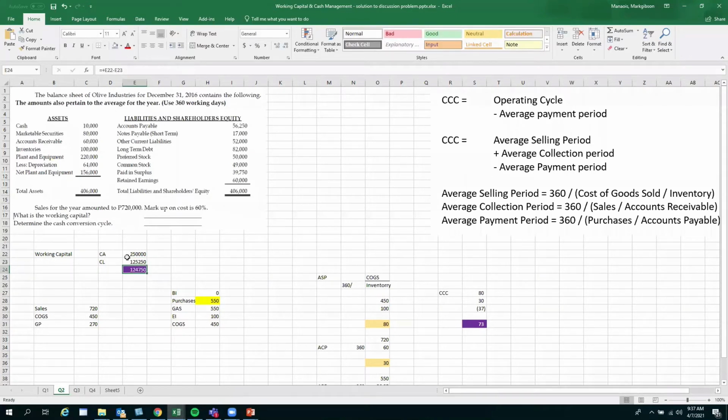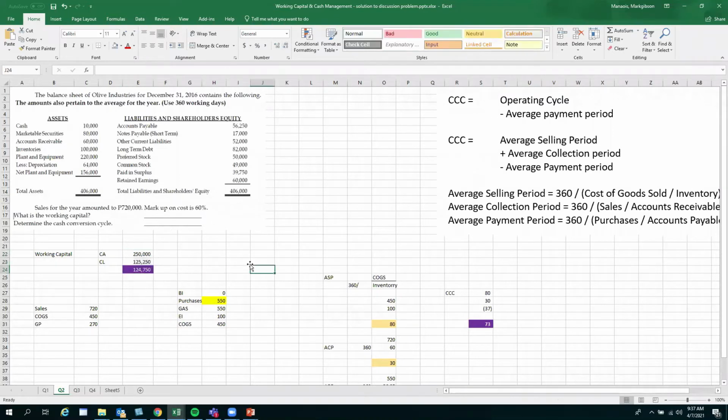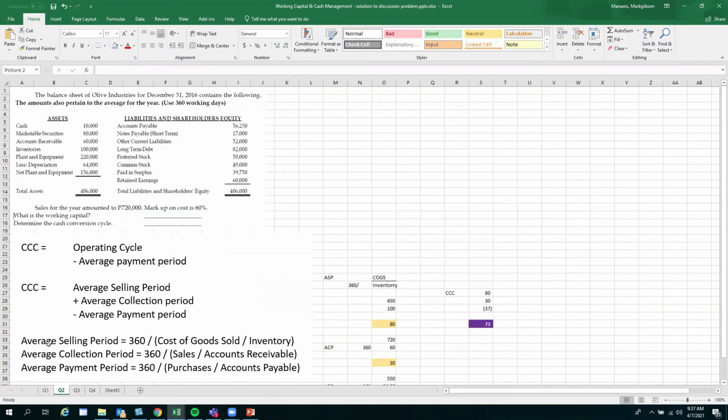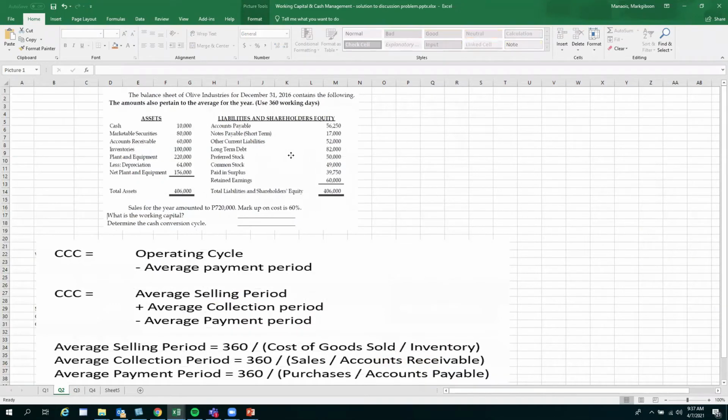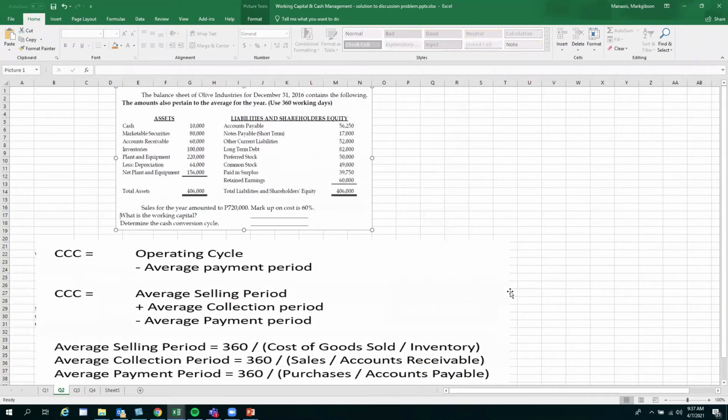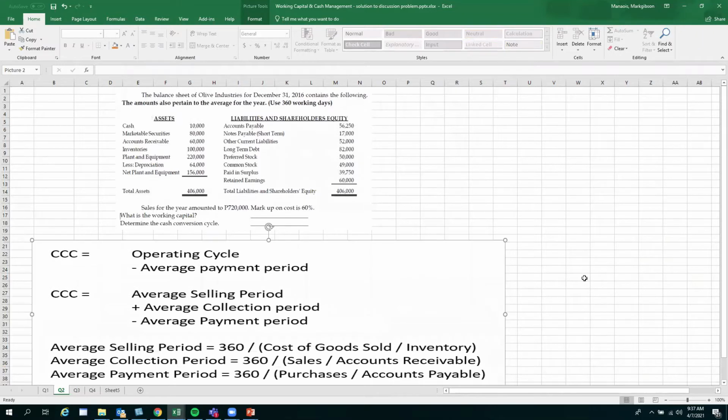Ayan, baka kasi magtaka ka saan galing yung number. Okay? Next is ito. For sure this time, kabisado mo na to. So before we proceed with the solution, pwede bang pasubok lang muna yung cash conversion cycle? Ayan yung formula.